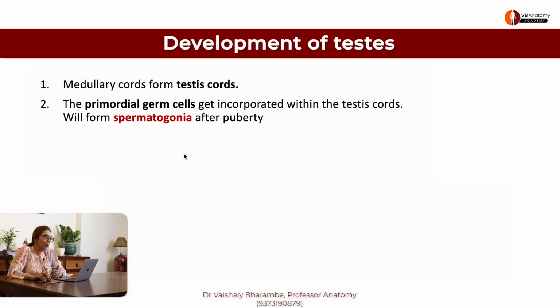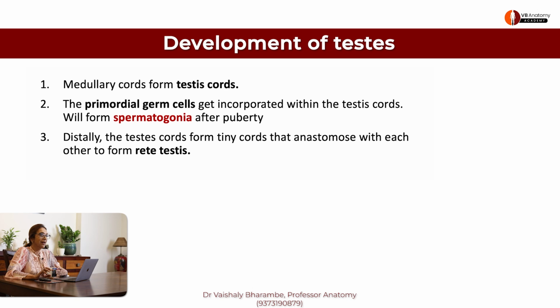Right. So now what's happening, okay? The medullary cords will form testicular cords. Primordial germ cells are incorporated into the testicular cords. When the boy achieves puberty, these primordial germ cells will multiply to produce spermatozoa. Distally, these same testicular cords unite to form an anastomotic rete testis. I'll show you an image, you will understand.